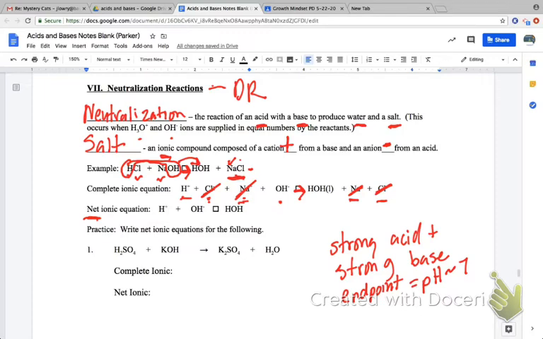So really the only thing that changes in this reaction is my hydrogen ion combines with my hydroxide ion to give me some water. Sodium and chloride are called spectator ions because they are not really part of the reaction. They don't change. They start off as ions, they end up as ions. So that's what a net ionic is.